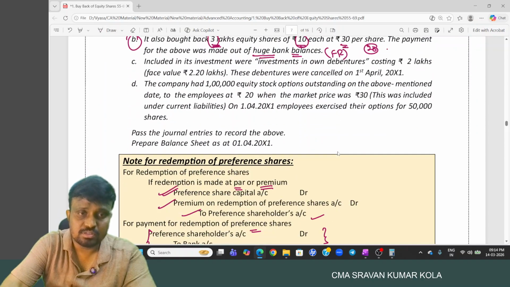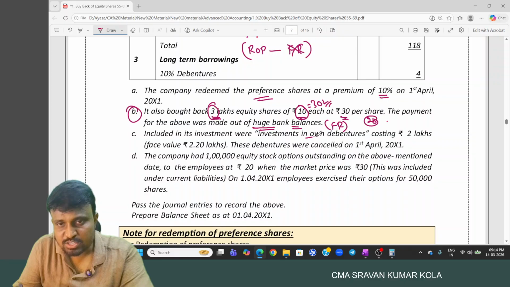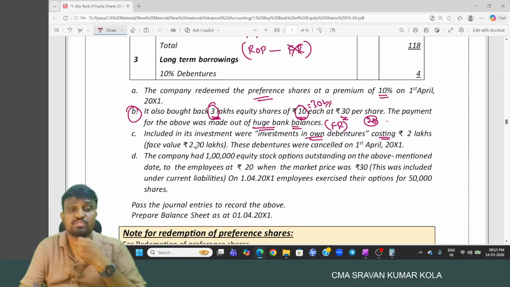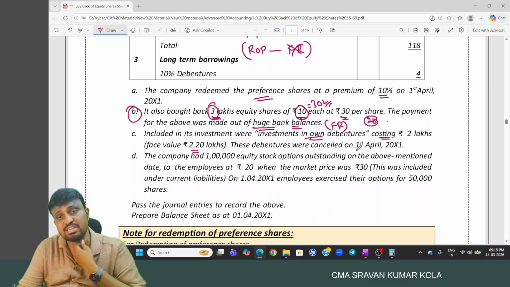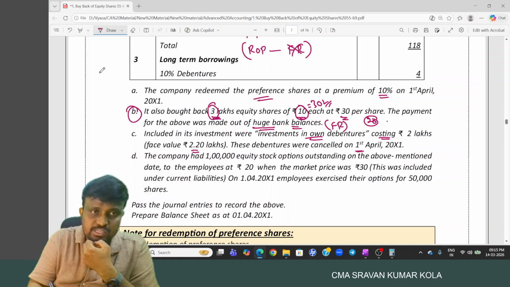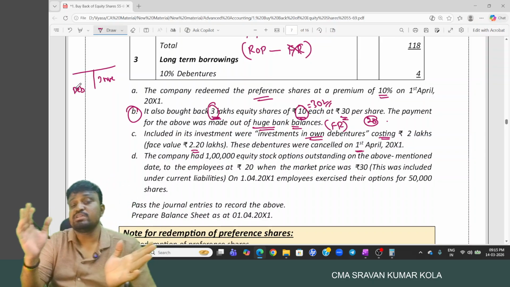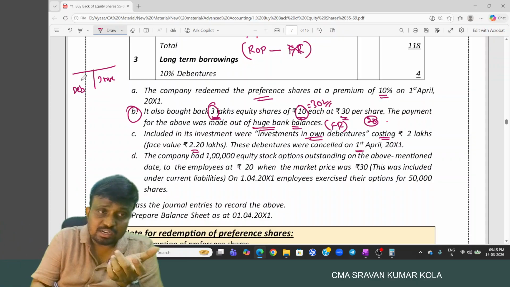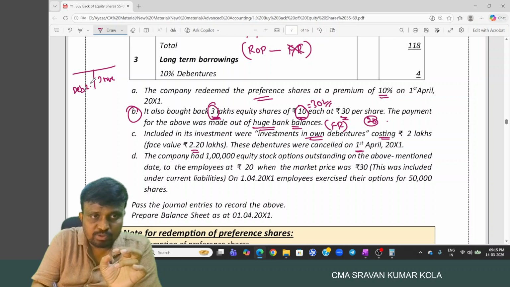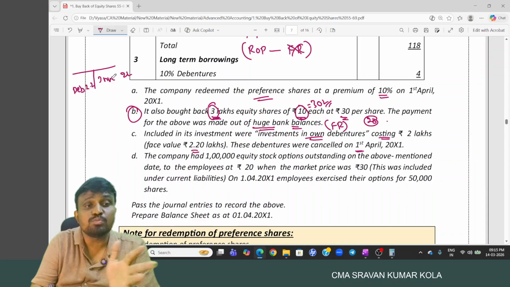Okay. And next, the third one: investment in own debentures costing 2 lakh, face value 2.2 lakhs. The debentures were cancelled on 1st April 20X1. Generally, in case of redemption, if it is made out of purchase of own debentures, then we have debentures and investment in own debentures. Debentures are on the liability side, investment in own debentures is on the asset side. Debentures are always shown at face value, 2.2 lakhs, and investment in own debentures is shown at cost price, that is 2 lakhs. And both are cancelled.